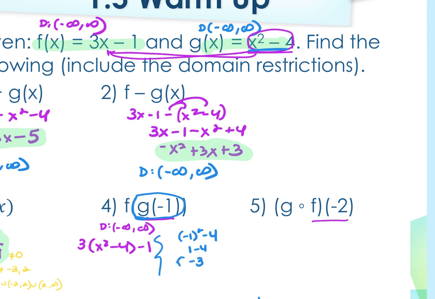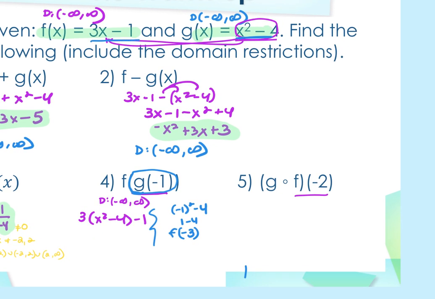And then I'm going to find f of negative 3. So then I go to my f function, and I do 3 times negative 3 minus 1, negative 9 minus 1. Negative 10 is the overall answer there, and there is no domain restriction. It usually will not ask for a domain restriction when there's a value there, but it could ask it when it's being plugged in, so that's why I just added it so we could review that.